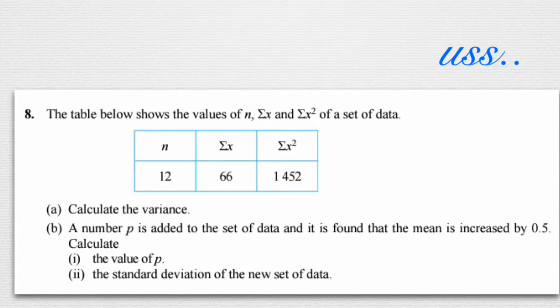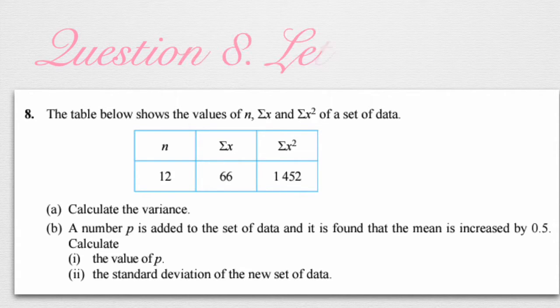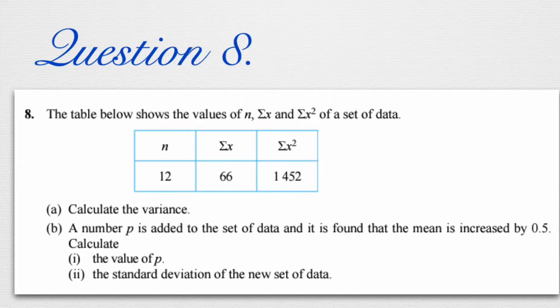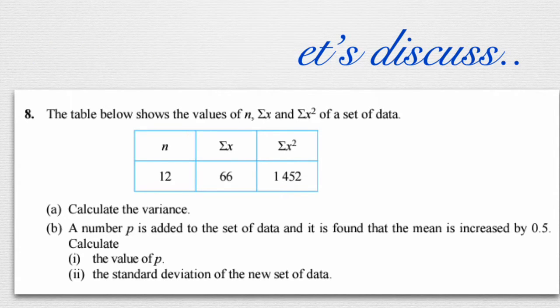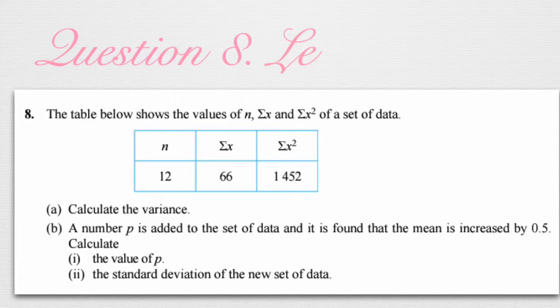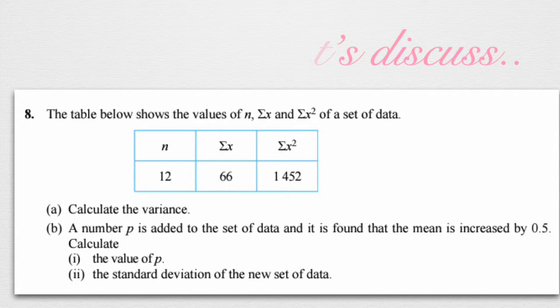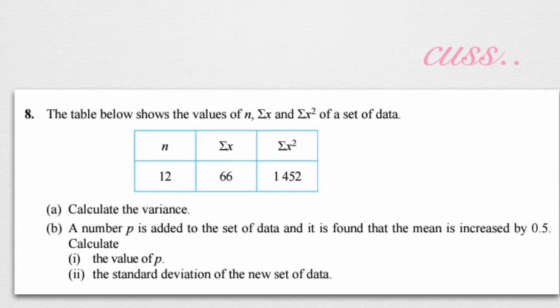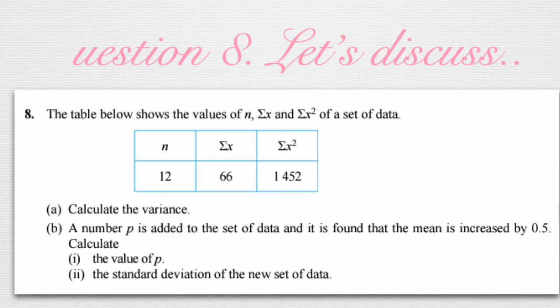For B, a number p is added to the set of data and it is found that the mean is increased by 0.5. Calculate the value of p and the standard deviation of the new set of data. This one is a bit hard because you need to know how to apply the formula. So please try first. Try your very best to do it on your own. If you really cannot do it, then only you refer to my video teaching after this. Okay, let's try now.